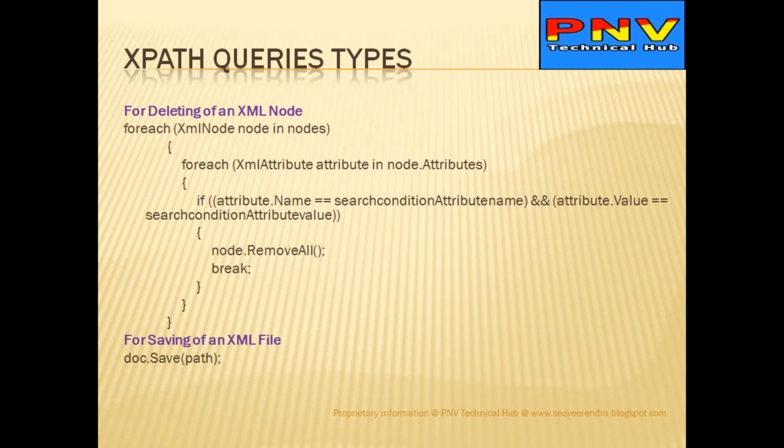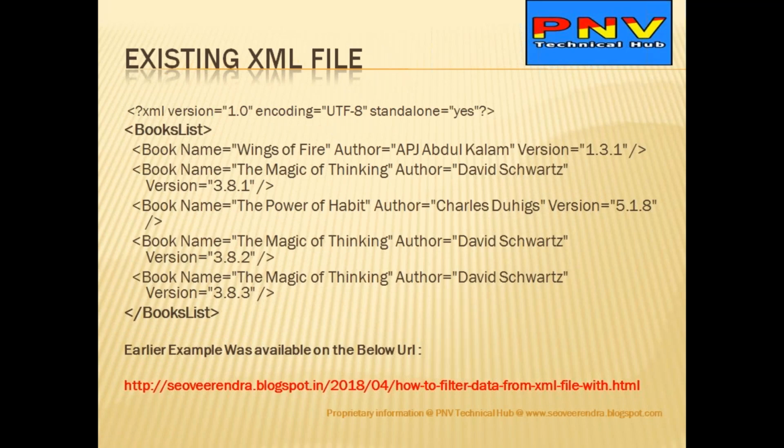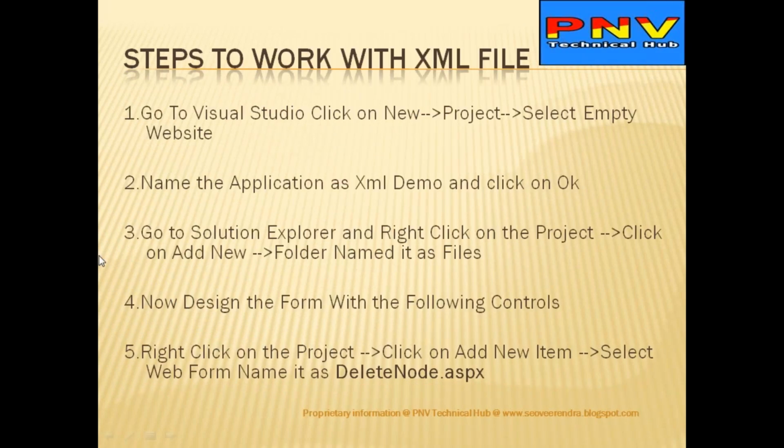I would like to demonstrate this example with a practical implementation. The steps are: first go to Visual Studio, click on New, click on Project, and here you will find Empty Website. Name the application XML demo and click OK. The third step is go to Solution Explorer, right click on the project, click Add New, and click on Folder. There you can name the folder as files, because here we are going to keep our files in the folder named files.